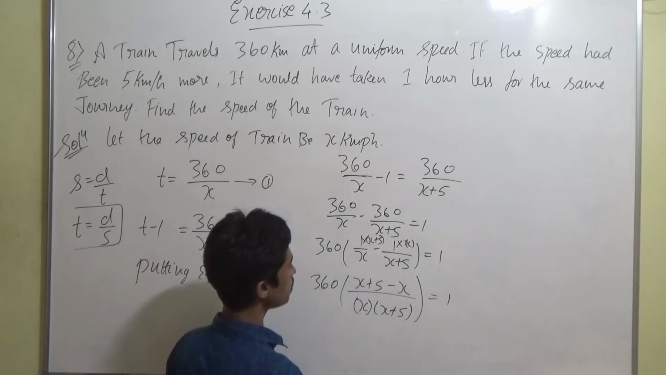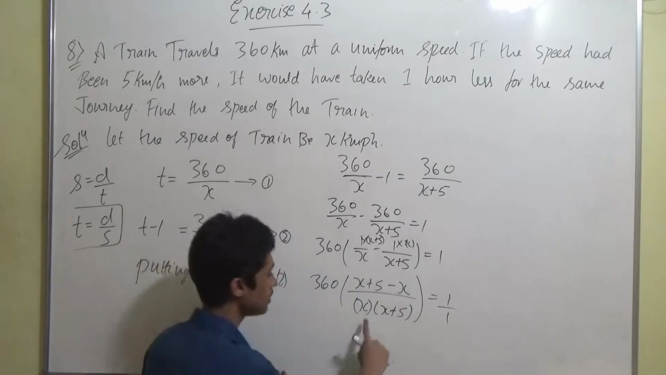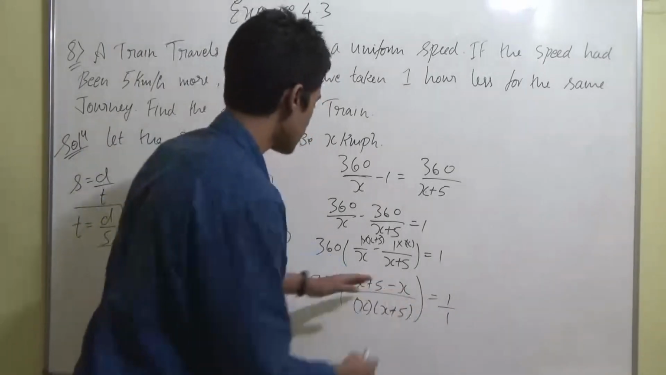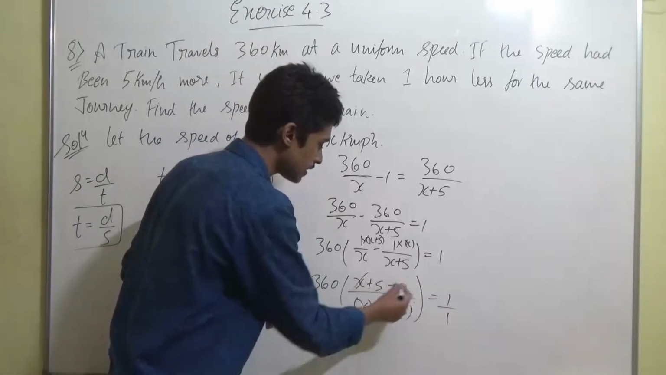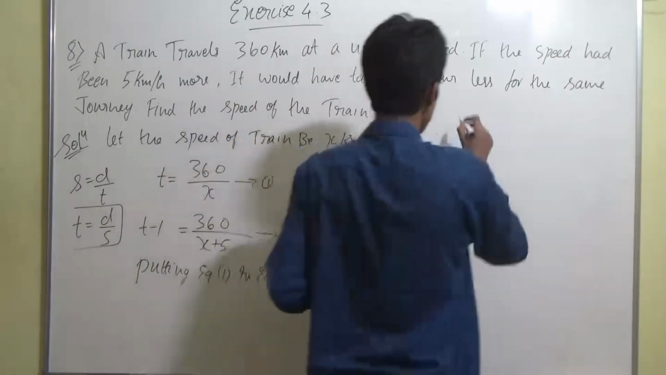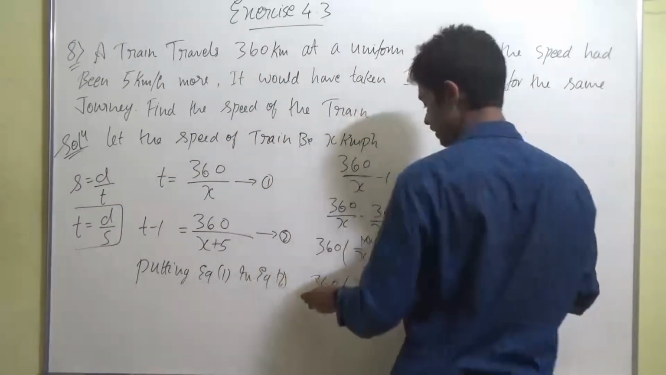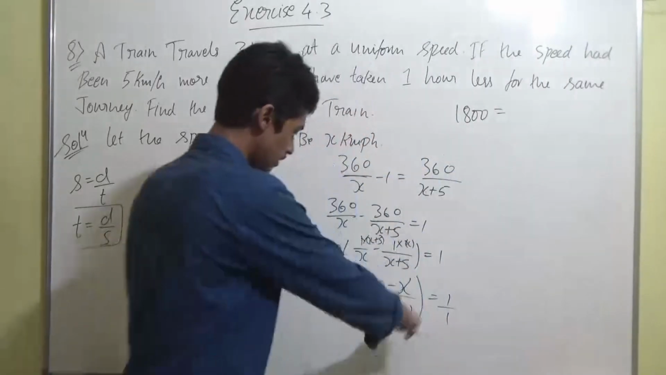Correct now guys? Now I'll cross multiply it, right? If it is 1 by 1, I'll cross multiply it. That time what will happen? This whole term will go here and this 1 will get multiplied here. Here it will become, okay, this x and x will get cancelled, right? Plus x and minus x is getting cancelled. Here 360 into 5 is 1800. Getting it? 360 into 5 is 1800 equal to, now these two terms will go here.